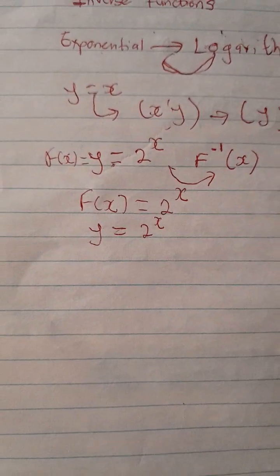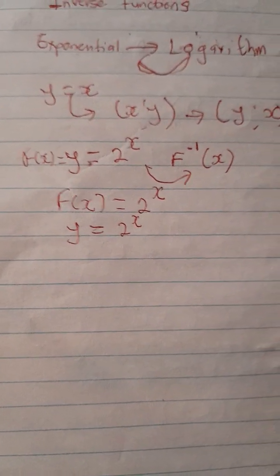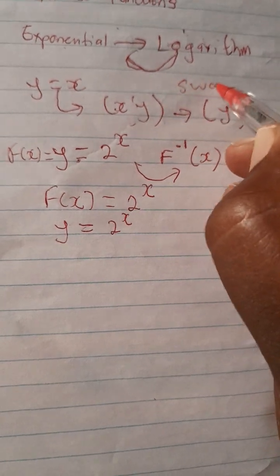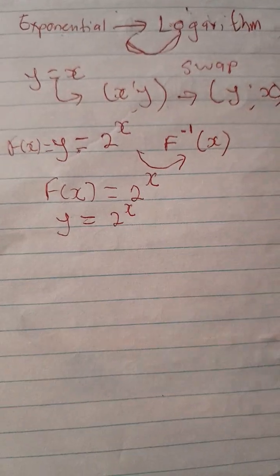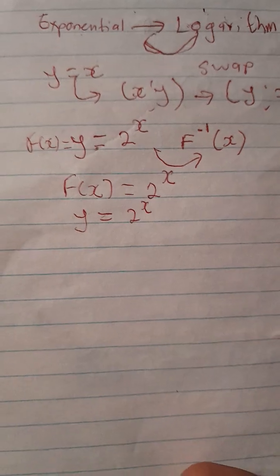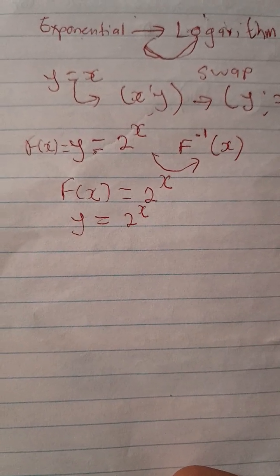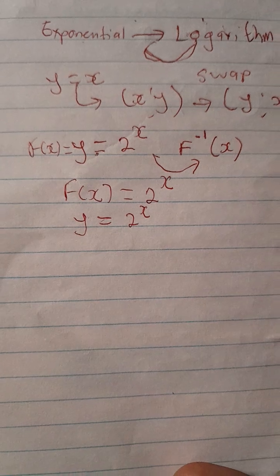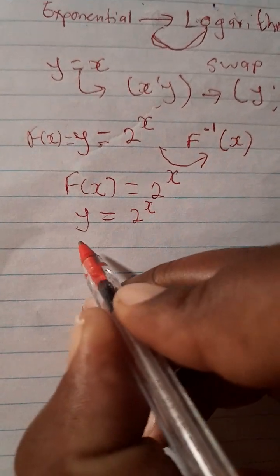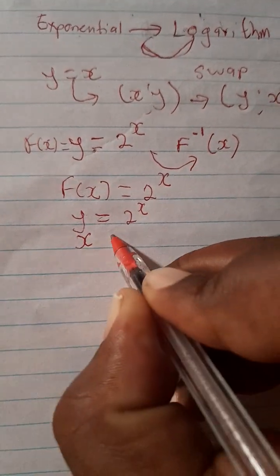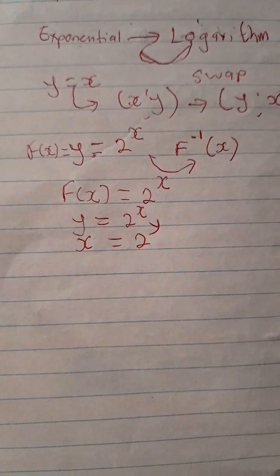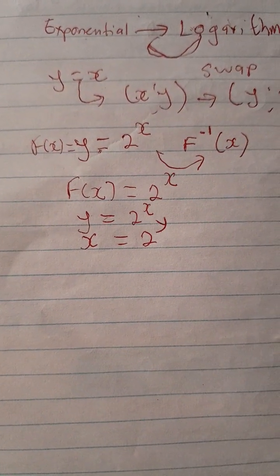Remember, to find the inverse, we said inverse is all about swapping. You swap your coordinates. In this case, we'll swap our variables. Where there is y, you replace it by x, and where there's x, you replace it by y. So if I put x here, and on the other side I put y there, we have already swapped.